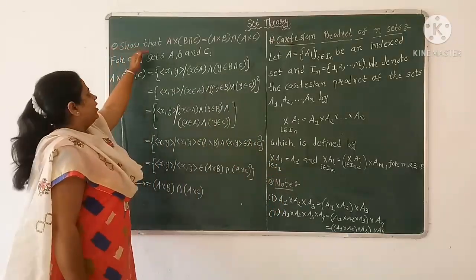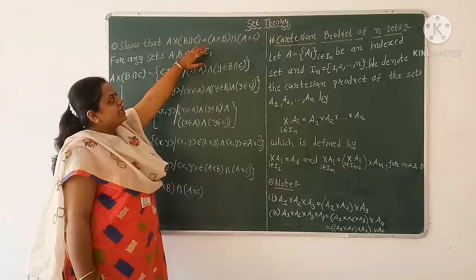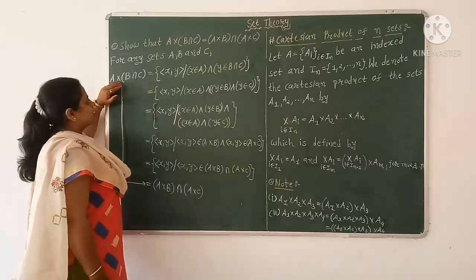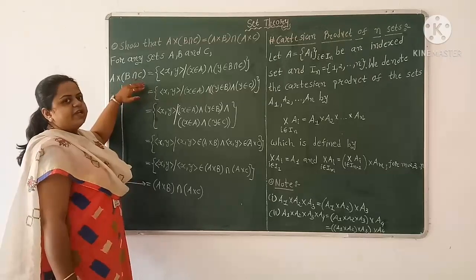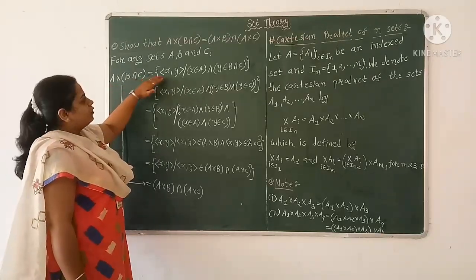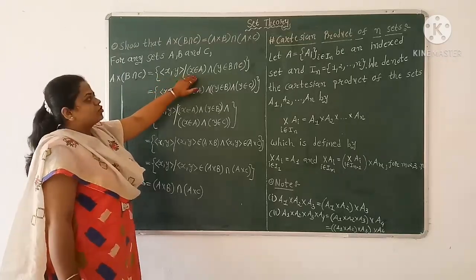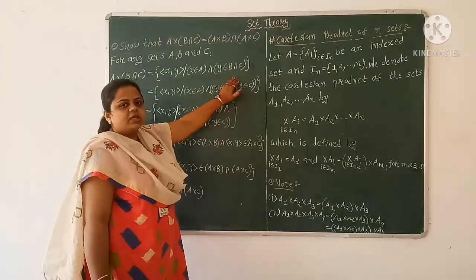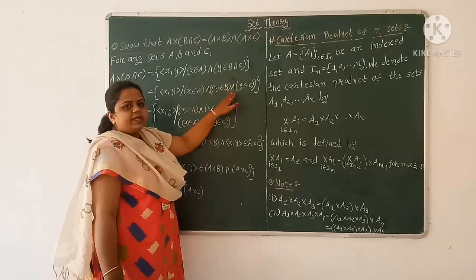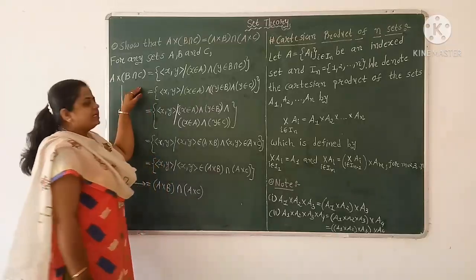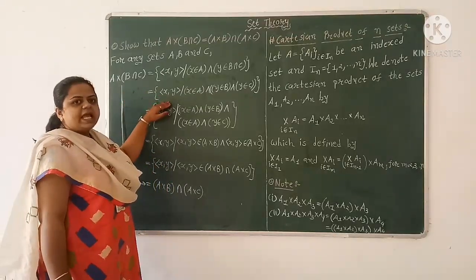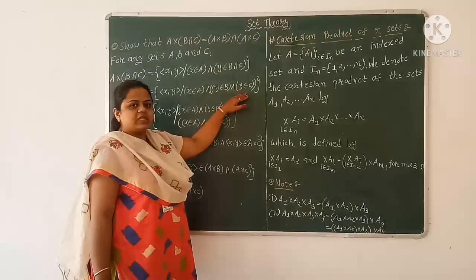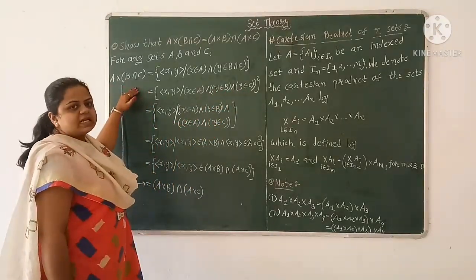Now, show that A × (B ∩ C) is equal to (A × B) ∩ (A × C) for any sets A, B and C. We have A × (B ∩ C) is equal to, by the definition of Cartesian product, the set of ordered pairs (x, y), where x belongs to A and y belongs to B ∩ C. Now by the definition of intersection, we have y belongs to B and y belongs to C. So, A × (B ∩ C) is equal to the set of ordered pairs (x, y), where x belongs to A and y belongs to B and y belongs to C.